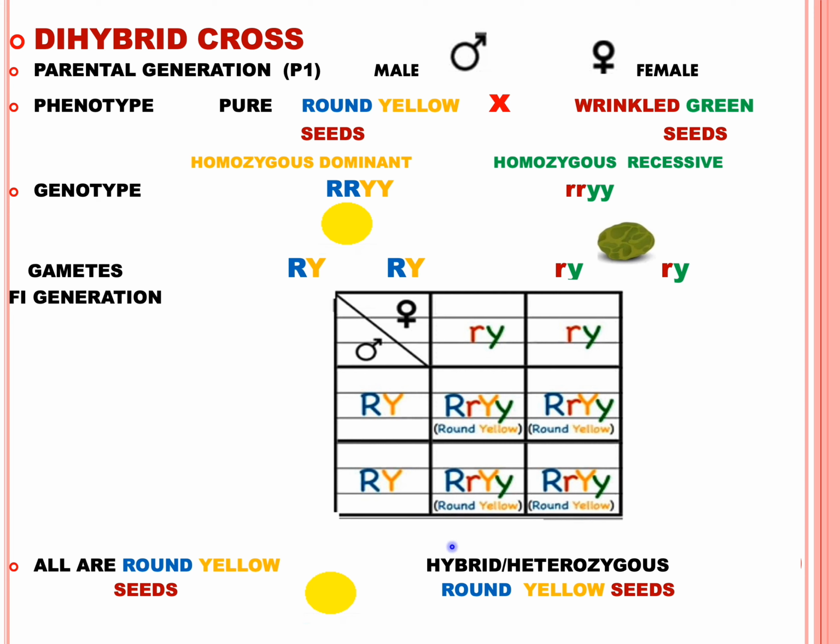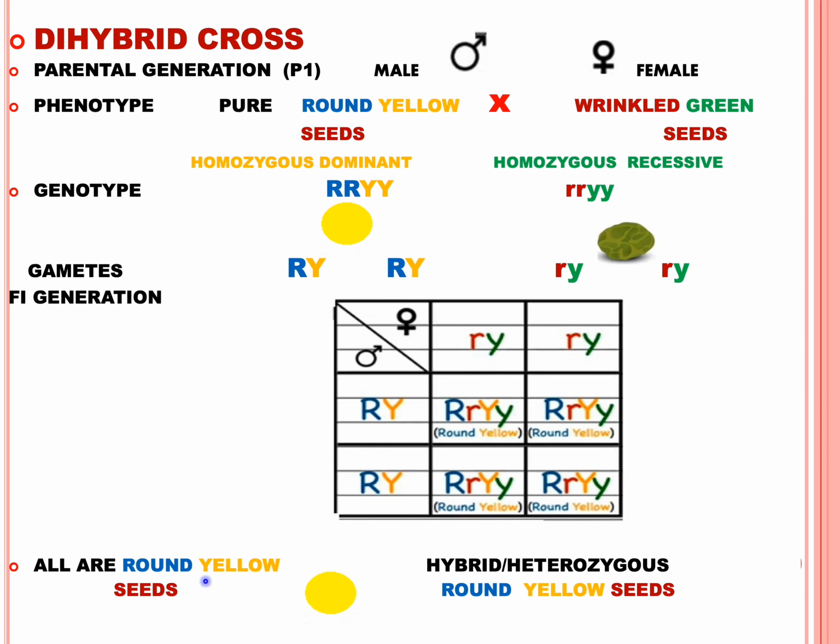None of the plants had the recessive traits of wrinkled and green seeds. All plants were obtained with round shape of seeds with yellow color, but this time their genotype was capital R, small r, capital Y, small y. In this way, in the F1 generation, only dominant traits were obtained, that is the plants that bear round shape of seeds with yellow color.